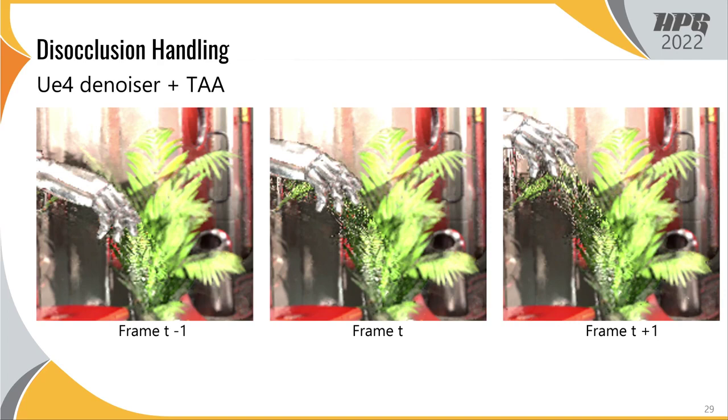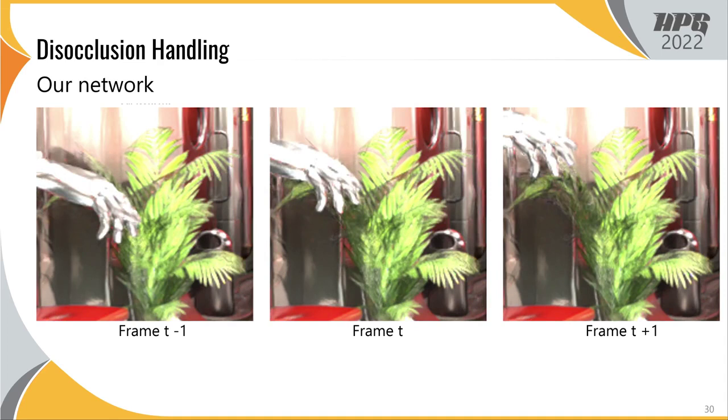The character's hand moves across the scene covering the plant. As the hand moves away, the plant is disoccluded and there is not enough information to recover. UE4 denoiser plus TAA fails to reconstruct, leaving residual noise. Our network learns to predict spatial filter weights that blurs this region, providing better reconstruction when the history samples are unavailable.